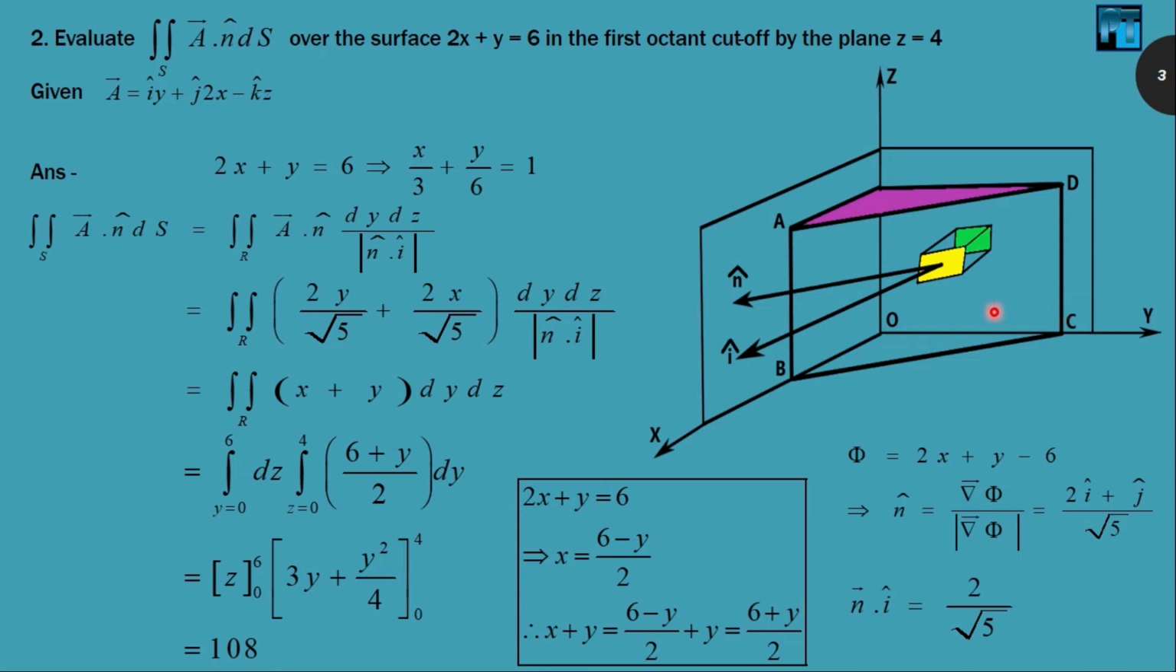Okay, you can check your answer for the projection on xz plane.